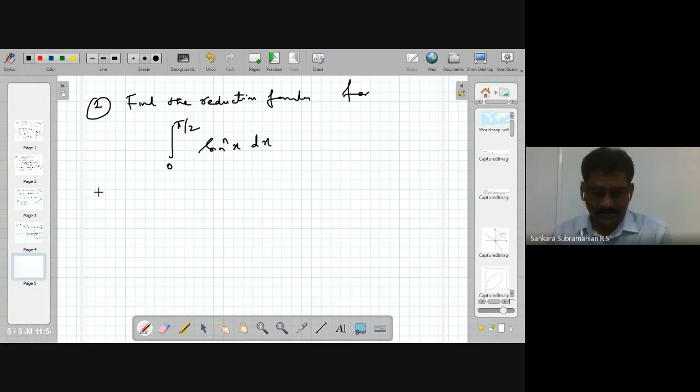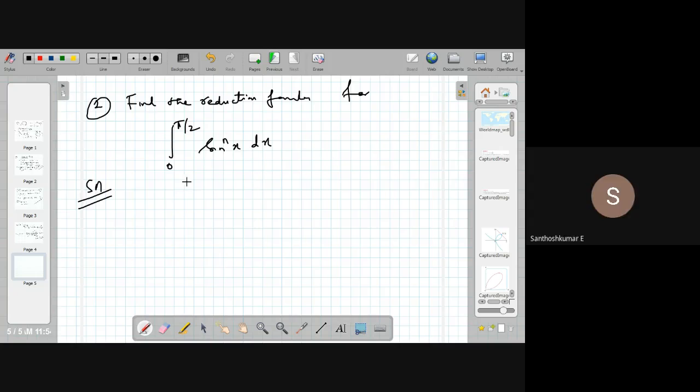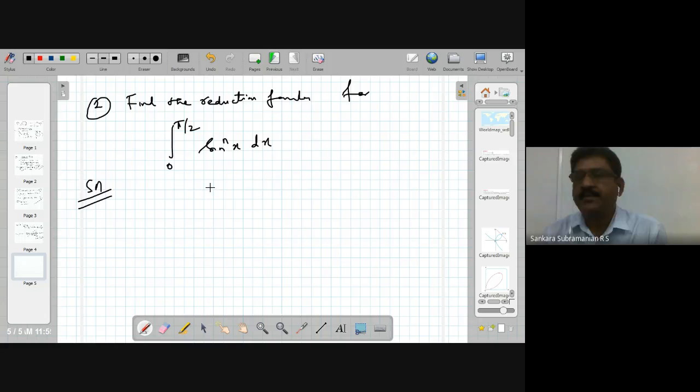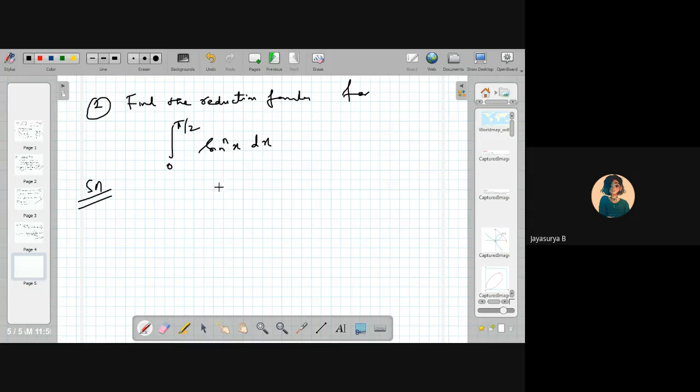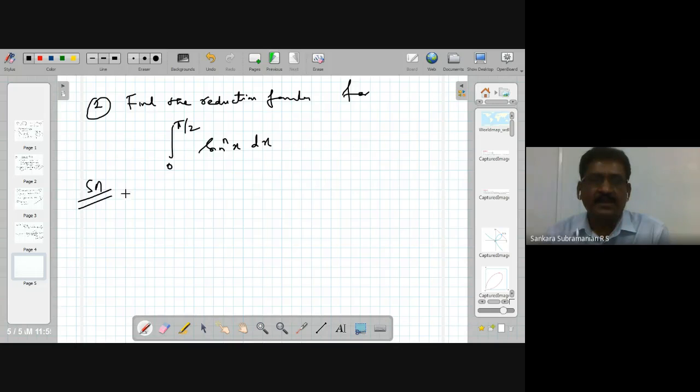How will you proceed? இது எப்படி செய்யறது? First step என்ன? What is the first step, anyone? Let I_n equal to integral. அதே தான் procedure. I_n equals integral 0 to pi by 2 sin power n x dx.